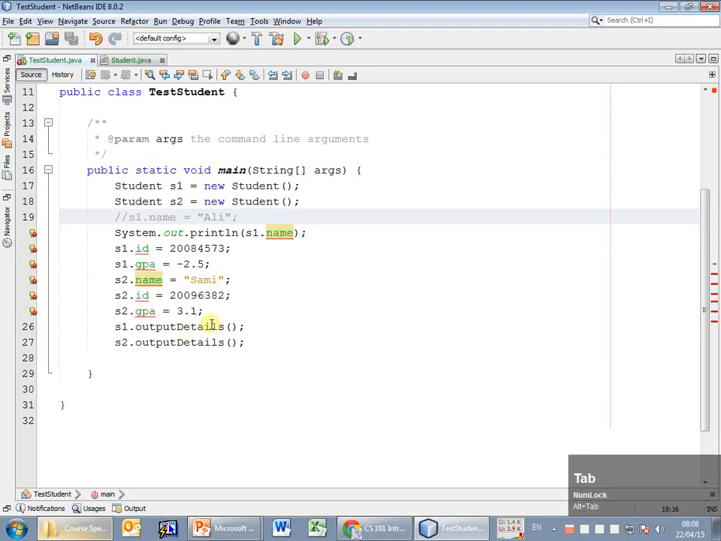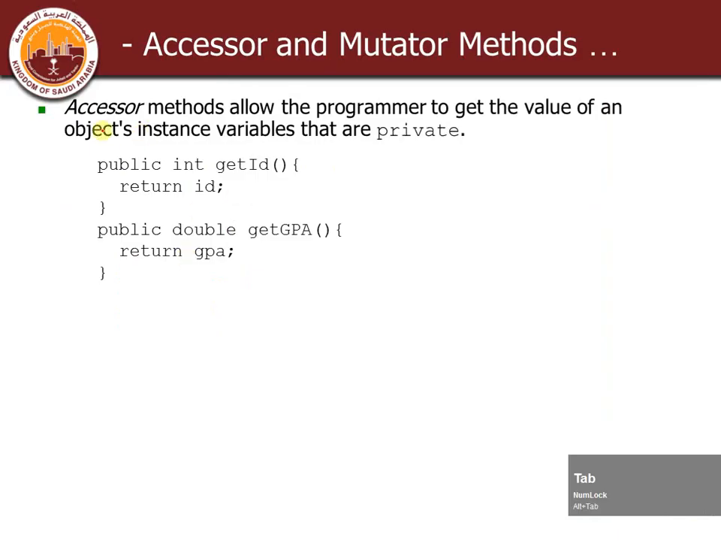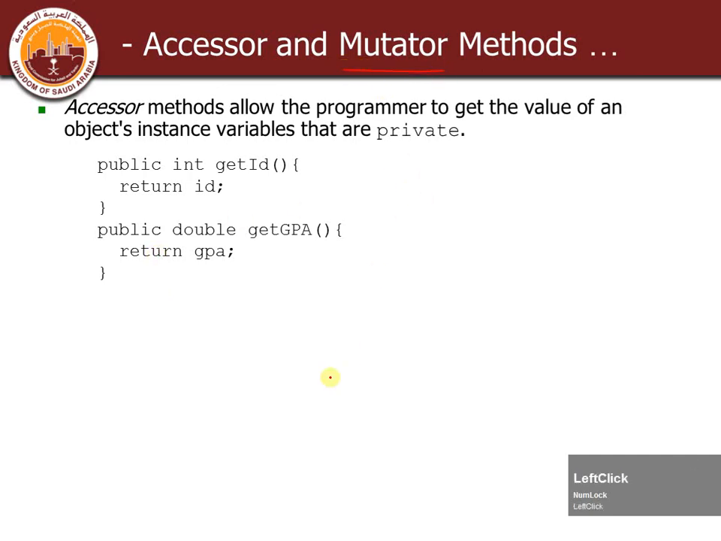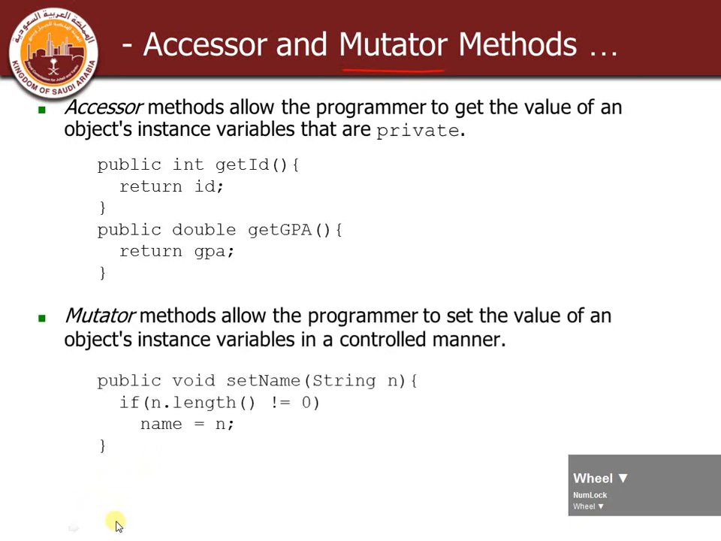So in our case over here, are we getting something from the ID or from the GPA? No, we're just putting. So in this specific example, we did not use those accessors, so we might not need them. I don't need to get the value from this ID, GPA, and name. I just need to put some values. And when I'd like to put some value inside of a variable that is private, I'm going to use those mutator methods. And these are the mutator methods. Very simple.